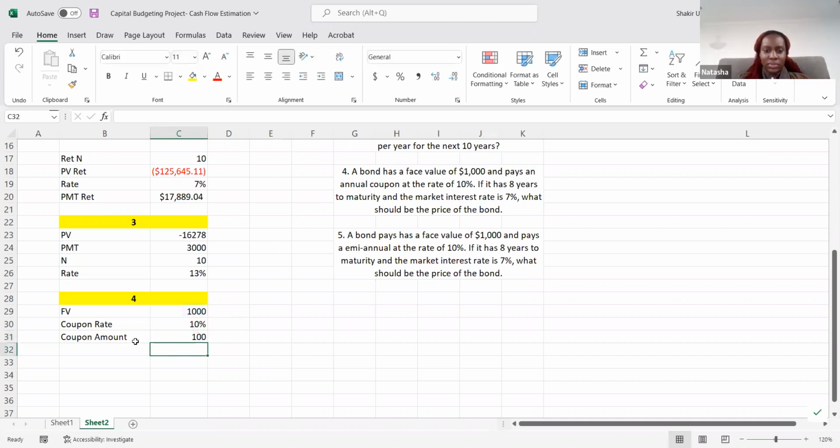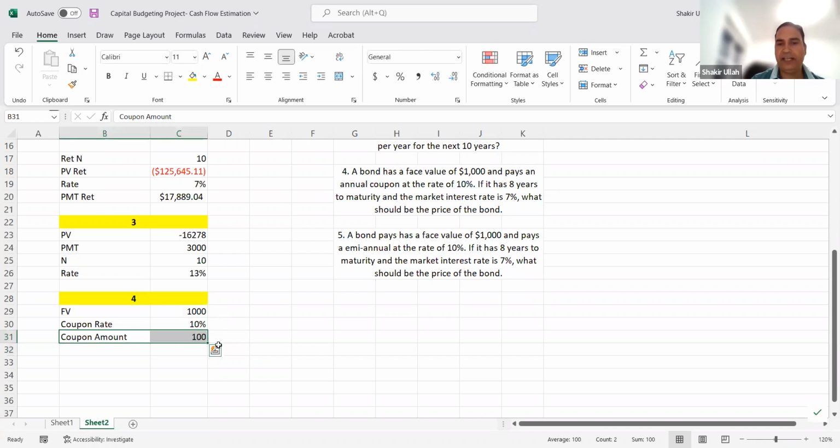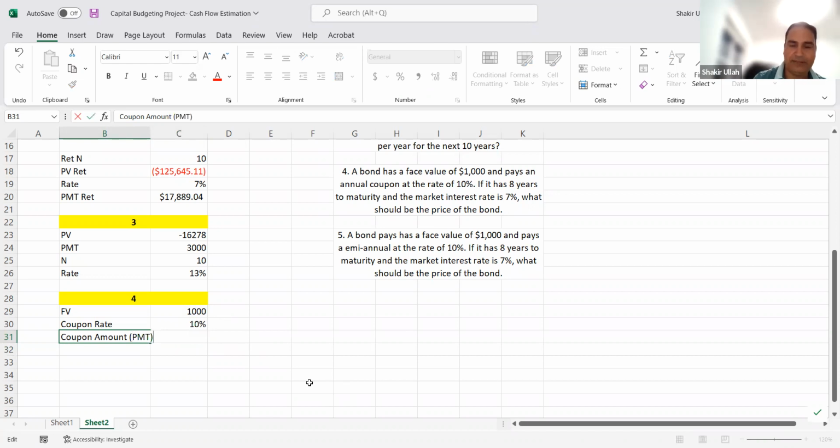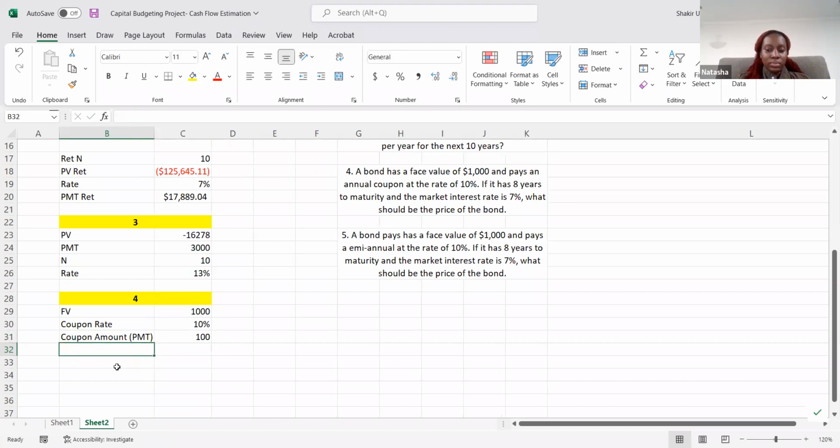That's $100. Now, if you hold this bond for 10 years or 8 years, you will be receiving $100 each year. Isn't it the payment in an annuity that we talked about in the previous problems? That's the same thing as payment, right? So what if we write it down as PMT? There shouldn't be any issue.